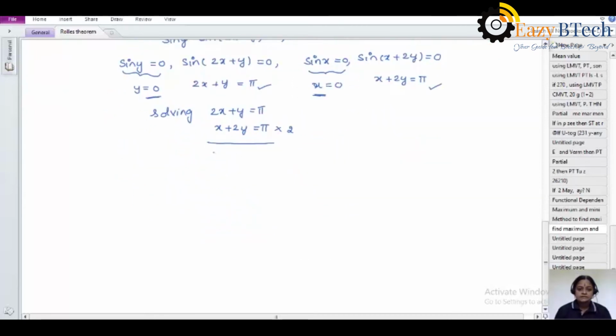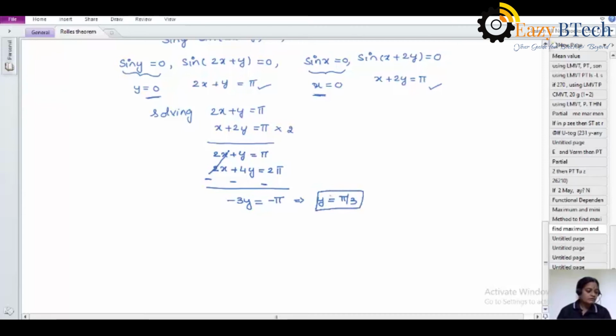Then the first equation is as it is, 2x plus y is equal to pi, and multiplying the second with 2, 2x plus 4y is equal to 2 pi. So doing the subtraction, these two terms will be cancelled. y minus 4y is minus 3y, and similarly pi minus 2 pi is minus pi. So that implies here y is equal to pi by 3. So one value, okay, y is equal to pi by 3.